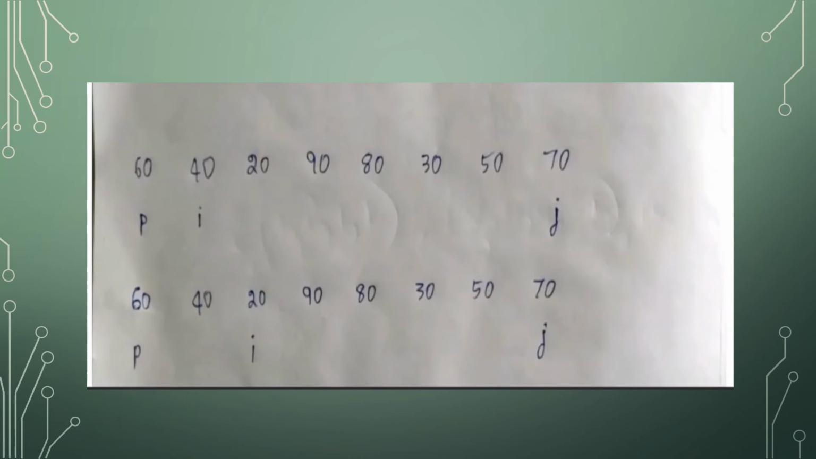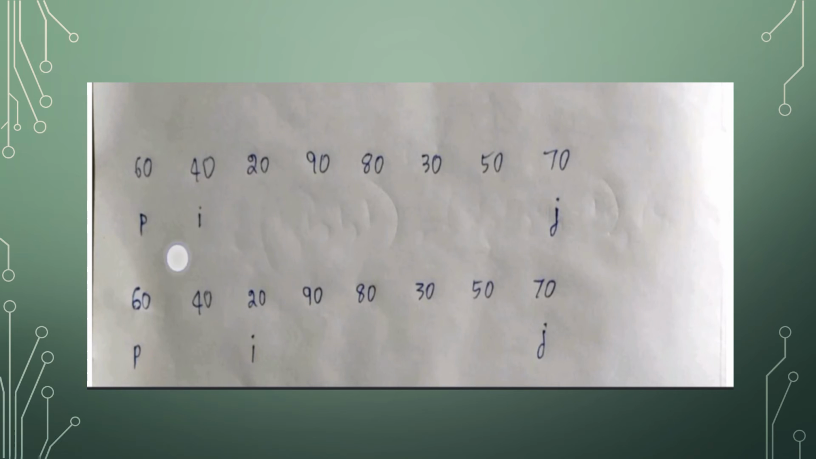Let us take these numbers as an example. Always the first number should be our pivot value, the number next to the pivot is the ith value, and the last number should be our jth value. As per the condition, 40 is lesser and 70 is greater than 60. So we increment our ith value.